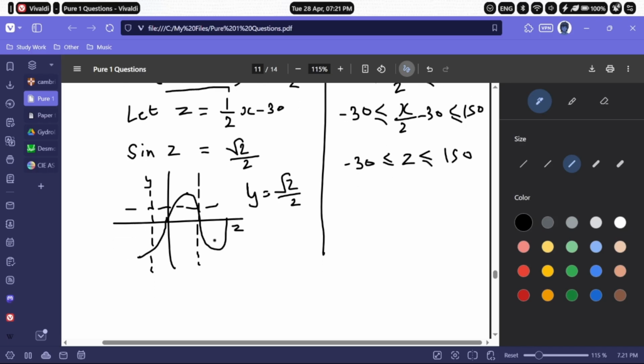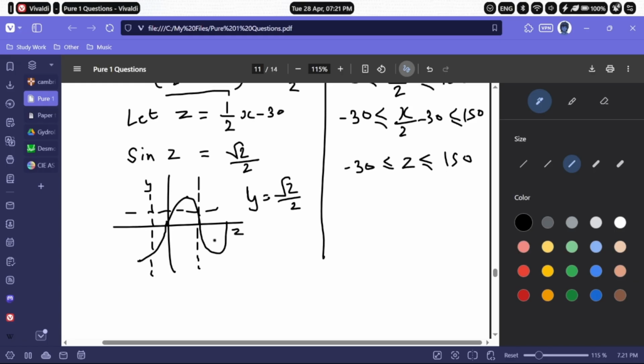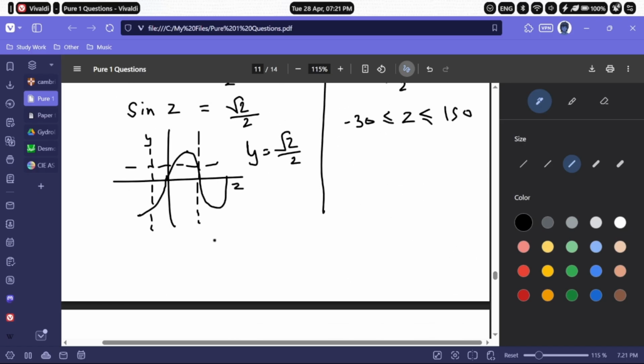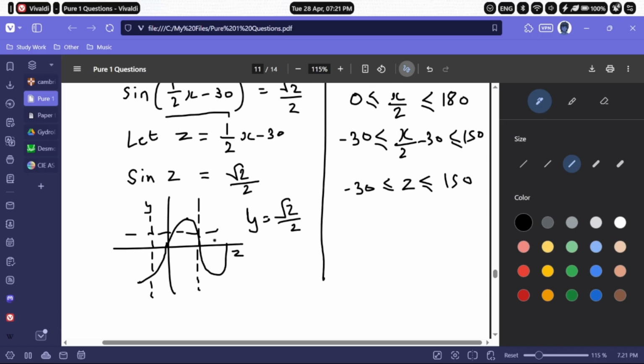Anyway, now you just find out the intersection between sine z and root 2 by 2, right? So, first of all, find the reference angle. Sine inverse of root 2 by 2. So first of all, I'm getting z as 45 degrees.